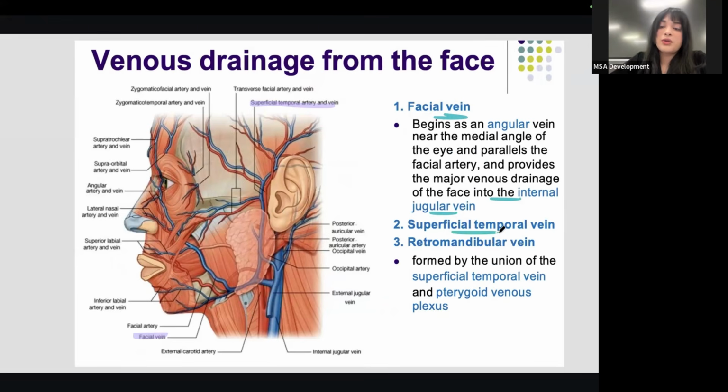Then you have the superficial temporal vein, which drains the superficial face. And then you have the retromandibular vein, which was the common ground for both the internal jugular, the deep system, and the external jugular, the superficial system, right? It's formed by the union of the superficial temporal vein and the pterygoid venous plexus.